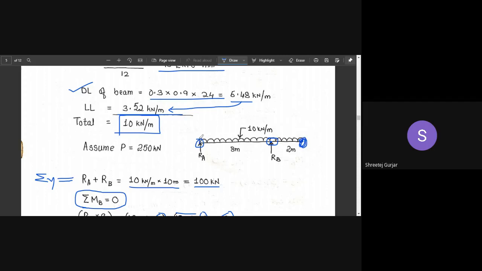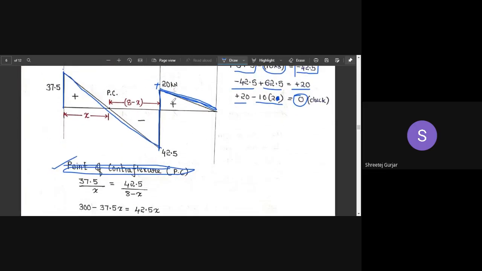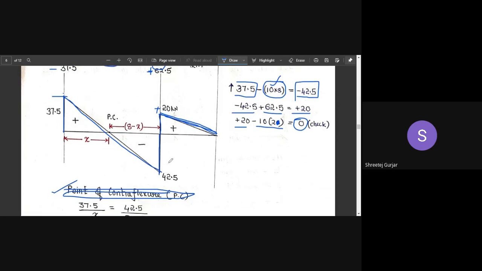So your shear force diagram is like this. RA is going up, then because of this UDL it is coming down, and then because of this RB it is again going up, and then it is 0 at your overhang part, at your end part. So this is your shear force diagram. We have calculated all the required points. This is plus 20, this is plus 37.5, this is minus 42.5.